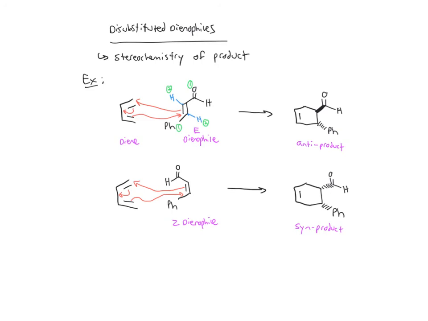So it's very important to pay attention if your dienophile does have two groups attached to it, one on each end. You do have to be careful in terms of how they're oriented with respect to one another. Opposite sides of the double bond mean they're going to end up on opposite sides of the ring, and we do have to show that stereochemistry. For the Z dienophiles, if they're on the same side of the double bond, they're going to be on the same side of the ring, and we do have to show that stereochemistry as well. So it's something to look out for with dienophiles.